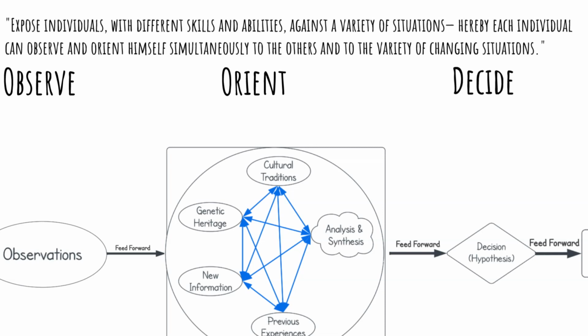Boyd already specified some key ingredients that need to be present in organizations for them to be successful decision makers. It is imperative for success to foster collaboration, different points of views, and different expertises. As Boyd states, expose individuals, with different skills and abilities, against a variety of situations. Hereby each individual can observe and orient himself simultaneously to the others and to the variety of changing situations.